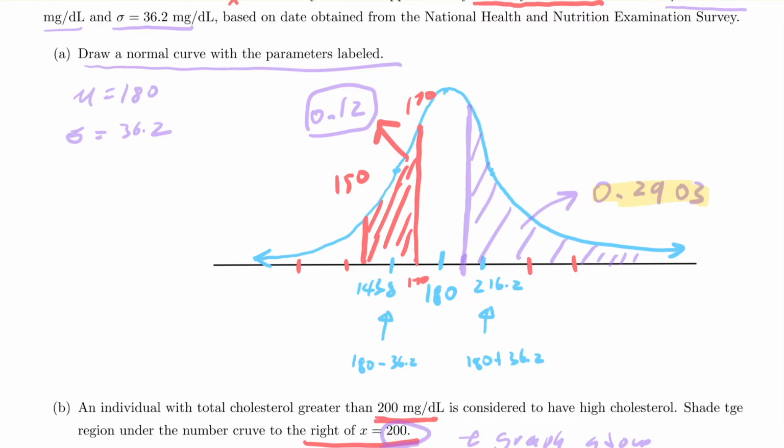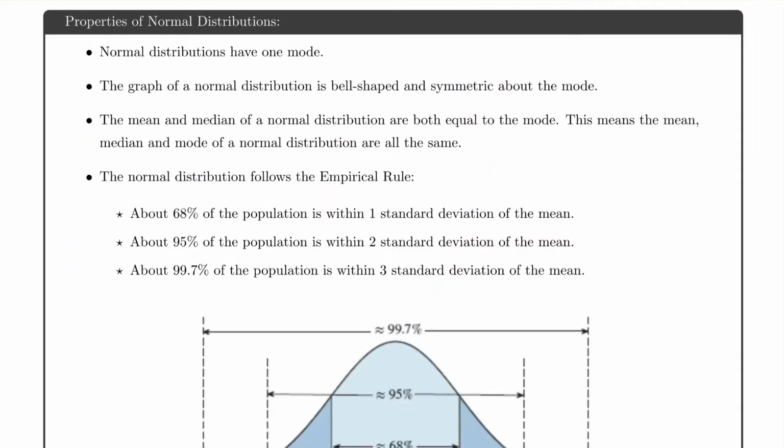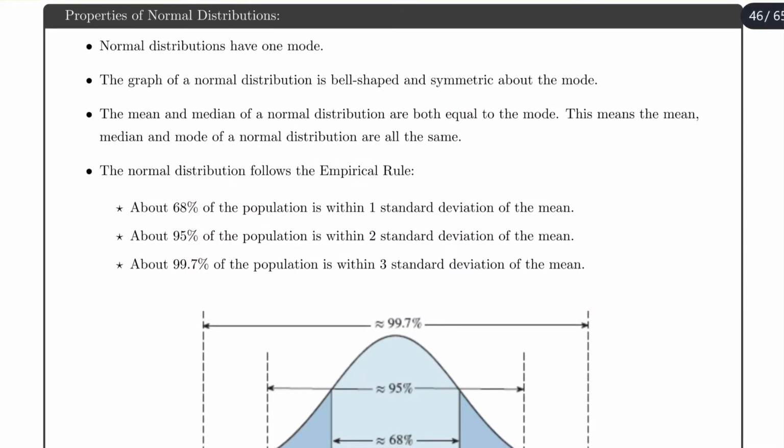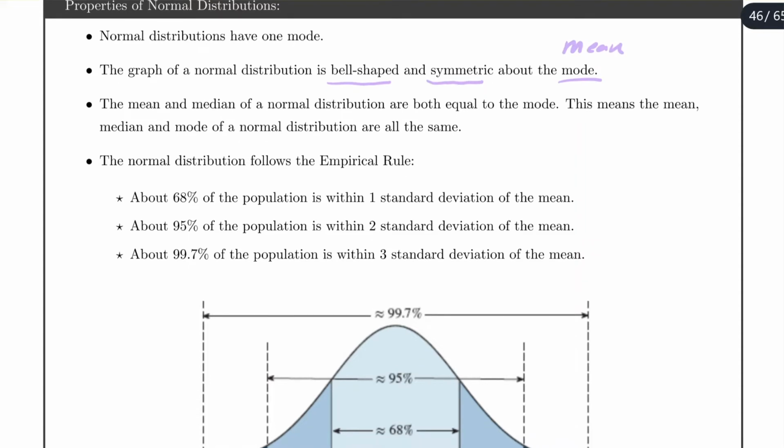That's what it means. So let's summarize more of the properties of the normal distribution. A normal distribution has one mode. The graph of a normal distribution is bell-shaped and symmetric about the mode, which is also the mean, because the mean is also the center. The mean and the median of a normal distribution are both equal to the mode. This means the mean, median, and mode of a normal distribution are all the same.